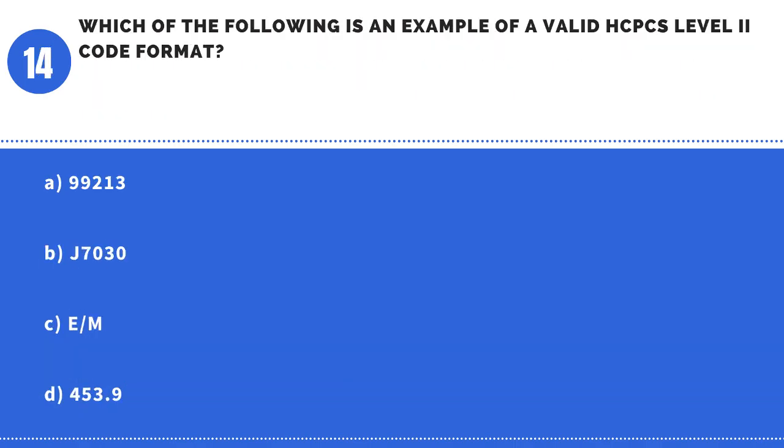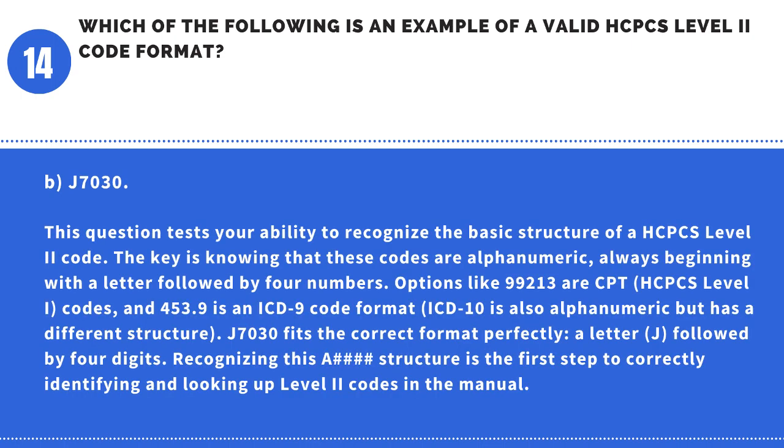Question 14. Which of the following is an example of a valid HCPCS Level 2 code format? A. 99213. B. J7030. C. E/M. D. 453-9. Answer: B. J7030. This question tests your ability to recognize the basic structure of a HCPCS Level 2 code.